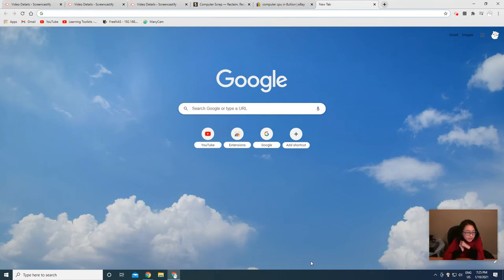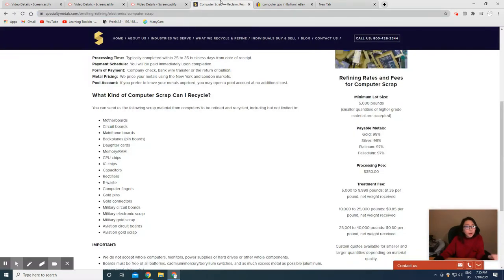The second choice is a local refinery company. So I searched for local computer scrap refineries, and I found this website, and I see this. The minimum lot size is 5,000 pounds and the processing fee is $350. And 5,000 pounds, that's a lot, and that might take you a while, probably a whole lifetime. So that's not the choice either.